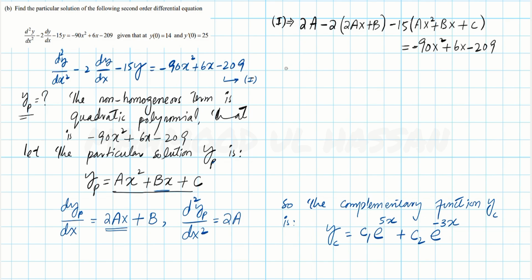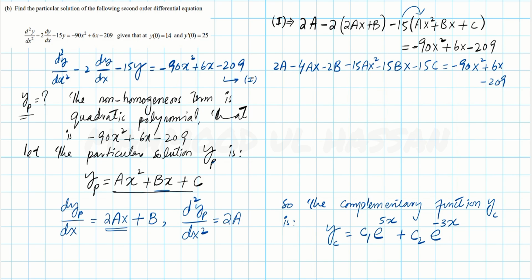So now we are going to simplify this. Here 2a minus, we have to multiply 2 inside here, so that is minus 4ax, then minus 2b, then minus, we have to multiply 15 inside, so that is minus 15ax squared and minus 15bx and then minus 15c is equal to minus 90x squared plus 6x and minus 209.